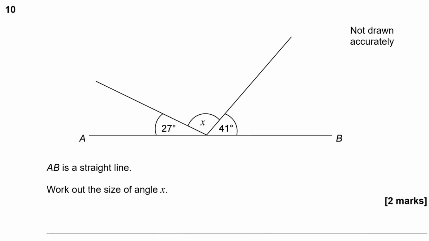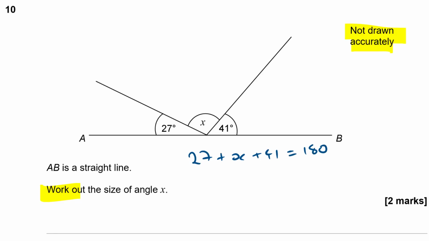Question 10. AB is a straight line. Work out the size of angle X. Now notice it says not drawn accurately and it says work out, which means you can't just use your protractor and measure X. It's not going to give you the right answer. You can use the fact though that angles on a straight line add up to 180 degrees. So these three angles, 27 plus X plus 41, should add up to 180.